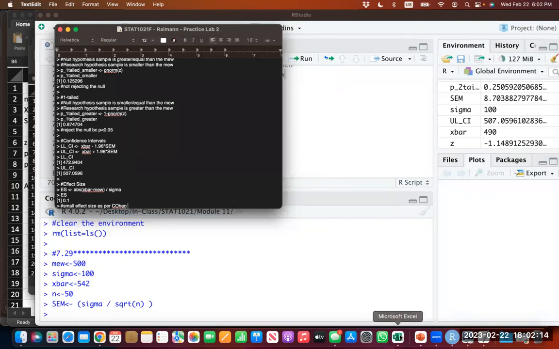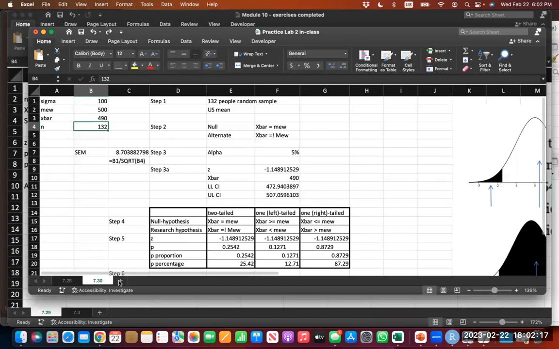Good. Okay, so back to Excel. Excuse me? You just turn it into a PDF. No, you save it as a text file, not as a PDF.